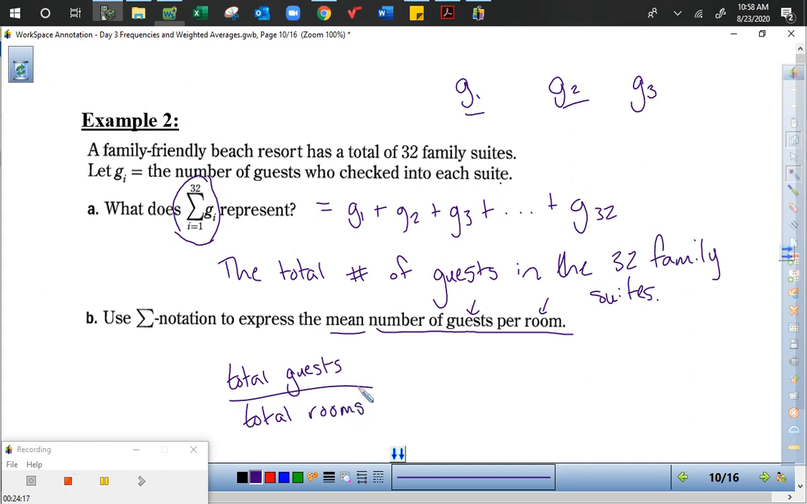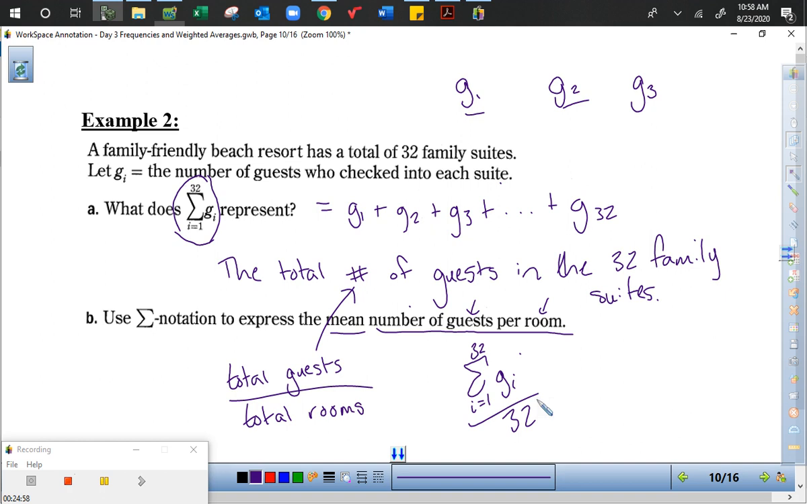Okay, well here's the thing, folks. We already found sigma notation for total guests. That was that right there. So this sigma notation where it starts at the first suite, ends at the 32nd, and they use G sub I, G for guest. I don't care if you use X, okay? So those guests are the total. We just have to divide by the number of rooms. Well, we had 32 suites, so we've got 32 rooms here.